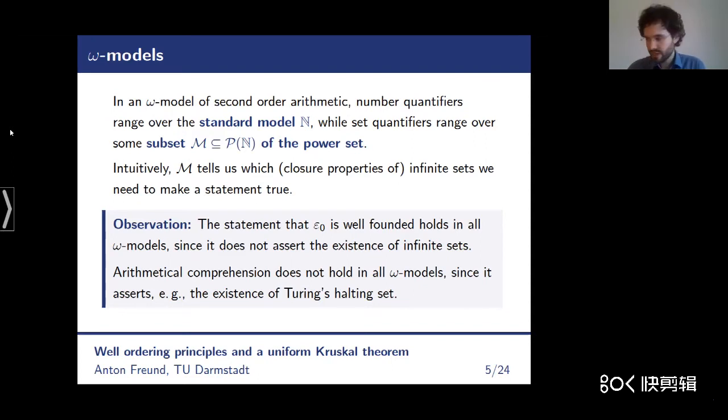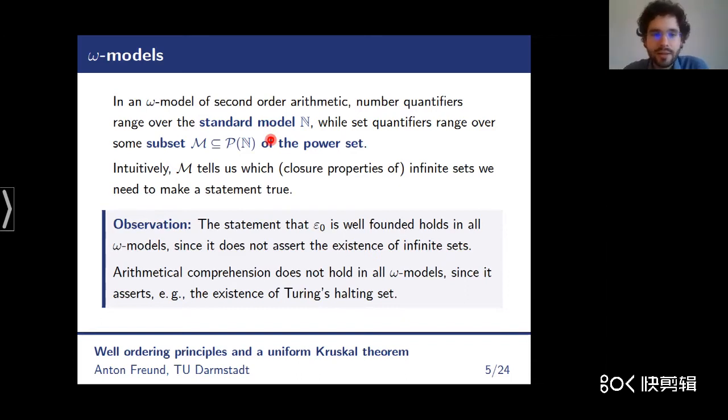And now I want to make an observation that shows a crucial difference between ordinal analysis and reverse mathematics. And this is that the statement that epsilon 0 is well-founded holds in all omega models. And that's because it does not assert the existence of any infinite sets. So it says that there is no infinitely descending sequence in epsilon 0. So that's negation and then an existential quantifier, or in other words, it's a universal quantifier. So if there are fewer infinite sets, then this statement becomes easier. It does not assert that there are any infinite sets. And so this well-foundedness statement holds in all omega models.